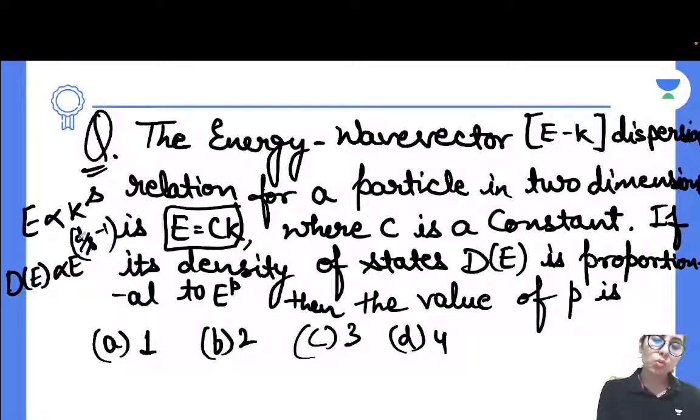Okay, so d is what? The dimension. s is what? The power of k. You are having the E dependency on k. So that's d divided by s, 2 divided by 1, because it is 2 dimensions, so this 2, and s is 1, so 2 minus 1 is 1. It's just dependent on E to the power 1, which is going to be your p value 1.